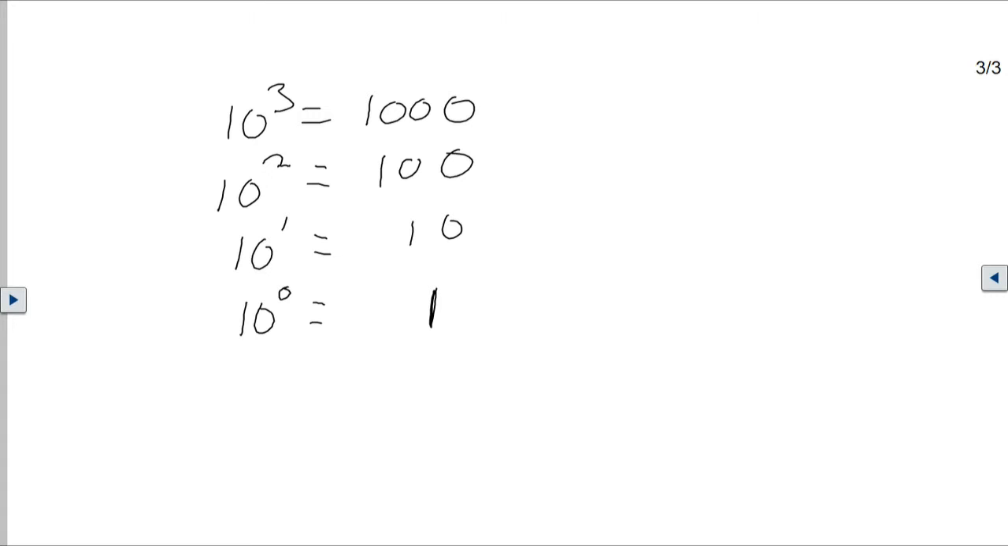Anything to the 0 power is going to be 1, with the exception of 0 to the 0 power, because it doesn't fit into that pattern. So anything to the 0 power is going to be 1. Our only exception is 0 to the 0 power. So that's our third rule.